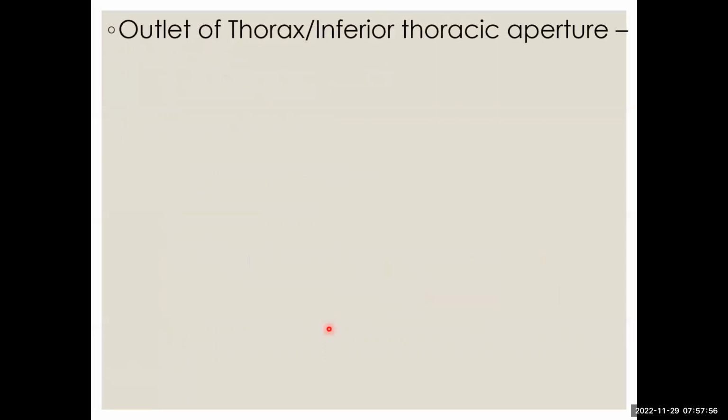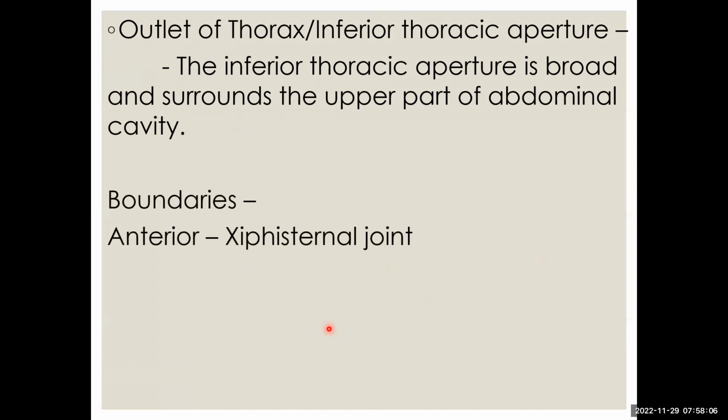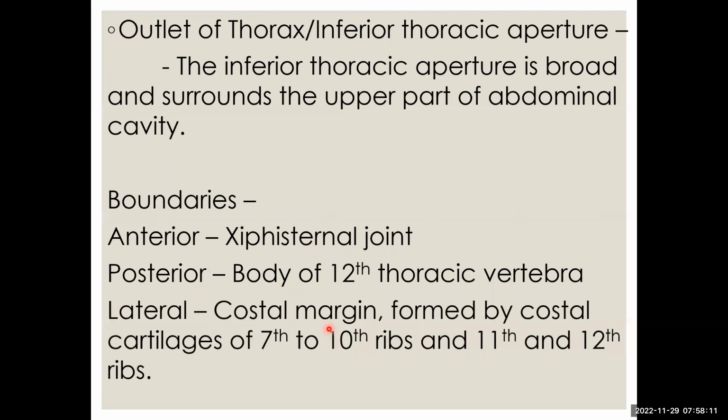Next, the outlet of thorax or the inferior thoracic aperture. The inferior thoracic aperture is broad and surrounds the upper part of the abdominal cavity. Boundaries: anteriorly is the xiphisternal joint, posteriorly is the body of the 12th thoracic vertebra, and laterally is the costal margin formed by costal cartilages of 7th to 10th ribs and the 11th and 12th ribs.